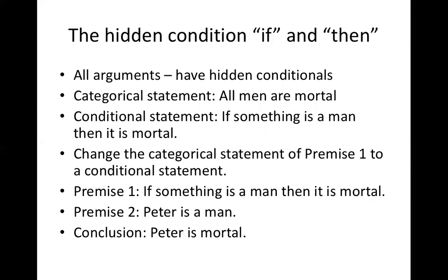Now, remember our original argument. All men are mortal, Kofi is a man, Kofi is mortal. Now change the categorical statement of premise 1 to a conditional statement. All men are mortal. If something is a man, then it is mortal. Then use it to replace the categorical statement of our original argument. So in this new argument, instead of all men are mortal, you have if something is a man, then it is mortal. Then Peter is a man, therefore Peter is mortal.